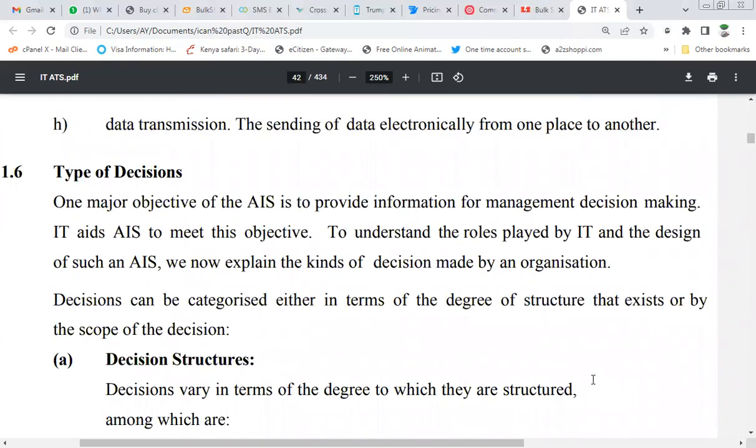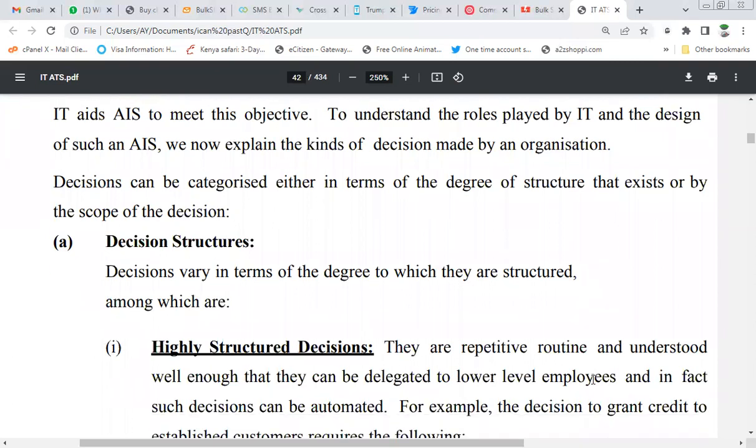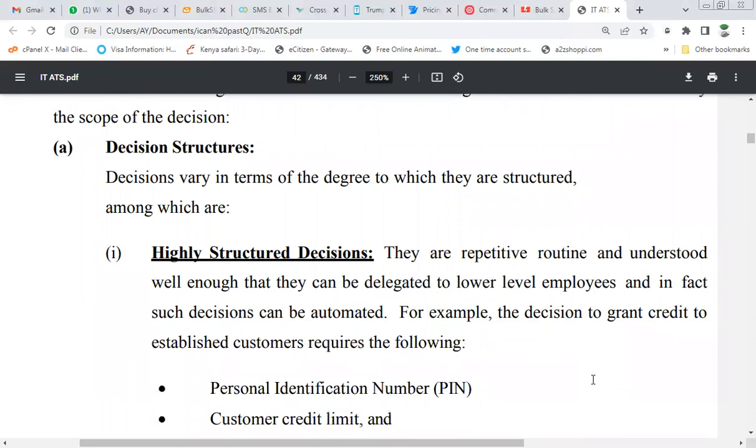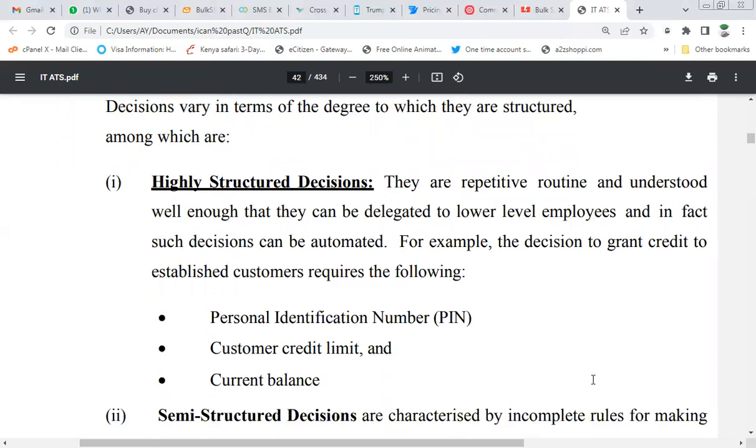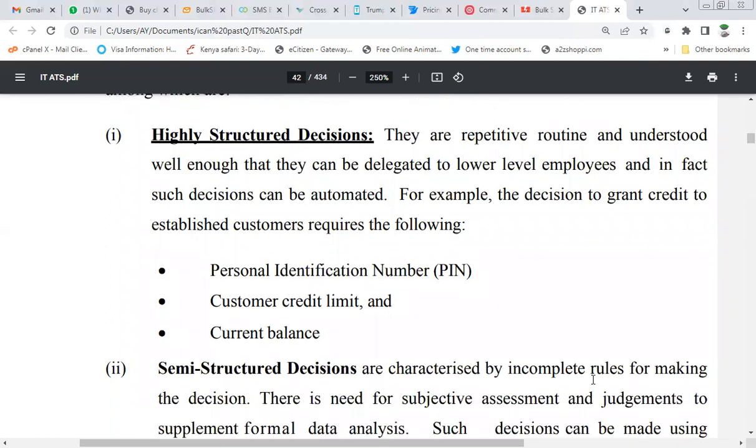Types of decision. One major objective of accounting information system is to provide information for management decision making. Decisions can be categorized either in terms of degree of structure that exists or by the scope of the decision. A, decision structure. Decisions vary in terms of the degree to which they are structured, among which are highly structured decisions. They are repetitive, routine and understood well enough that they can be delegated to lower level employees. And in fact, such decisions can be automated.